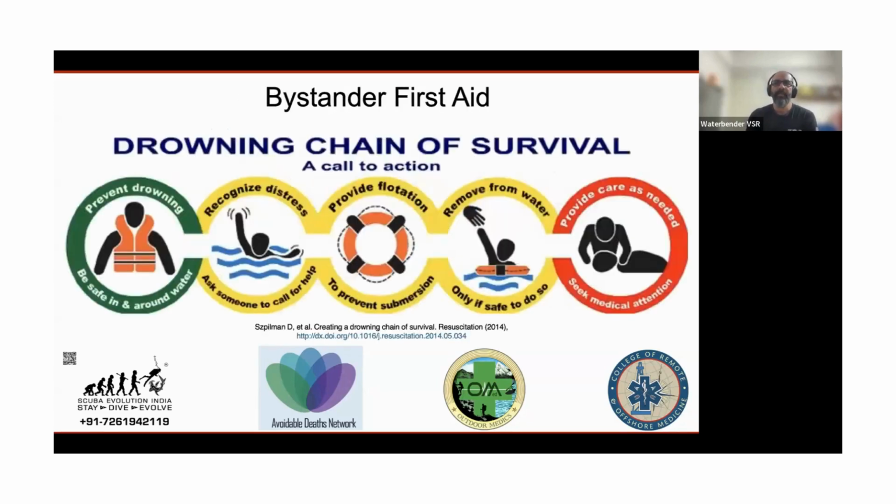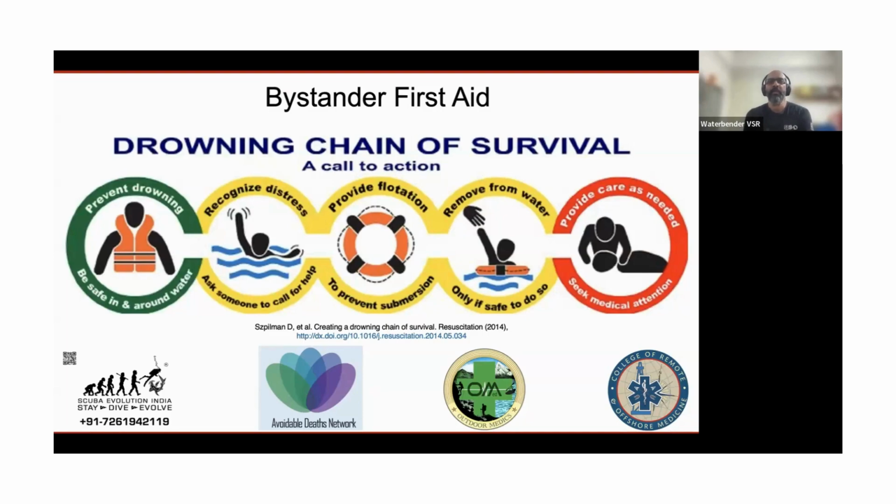So bystander first aid, we'll first look at the chain of survival for drowning. Everything has a chain of survival, and we have these lovely diagrams available for cardiac arrest, for stroke, for all kinds of medical infographics, which are great as long as you follow them. So remember, the first step is to prevent. So prevention is always better than cure. So prevent drowning, be in a safe area, be safe near water.